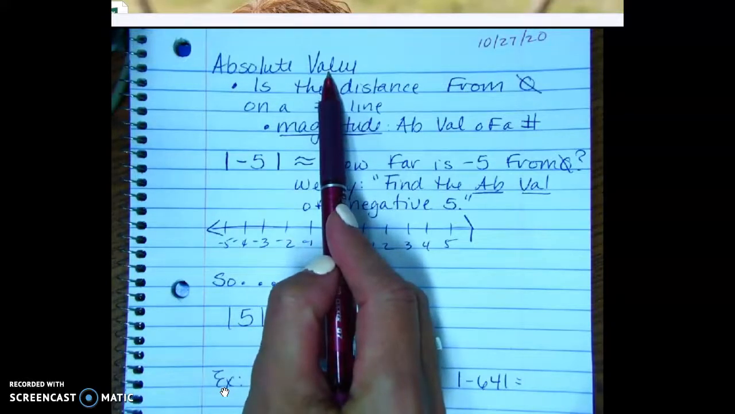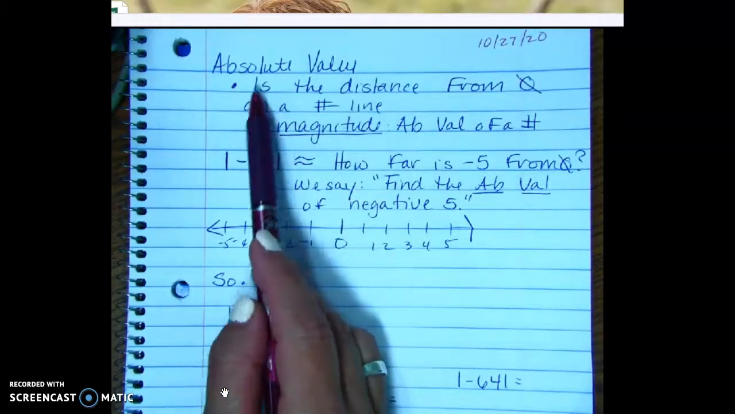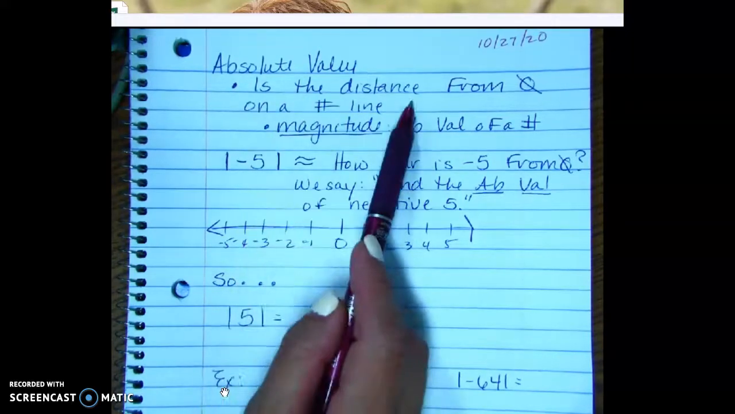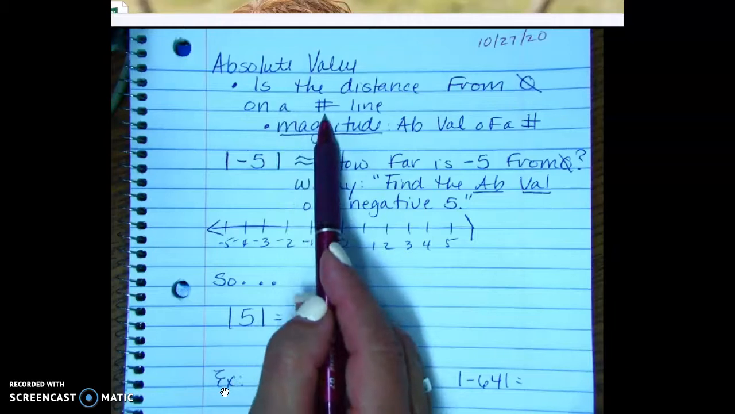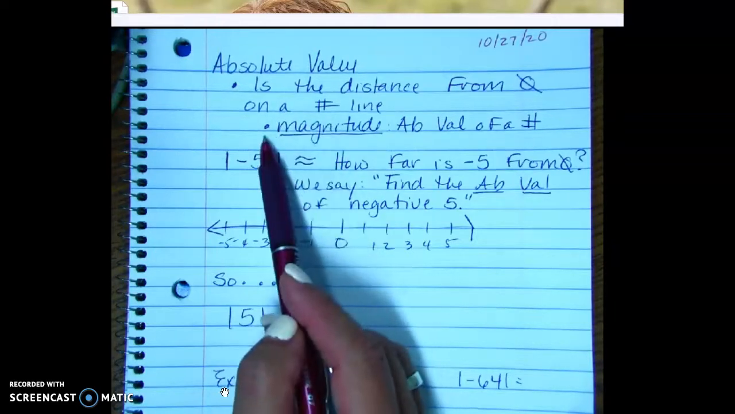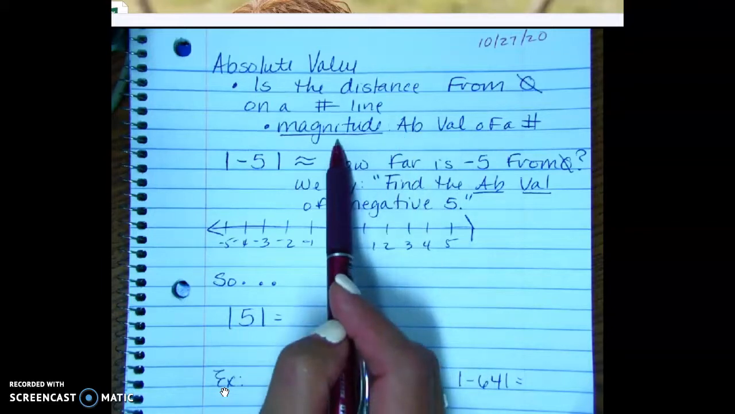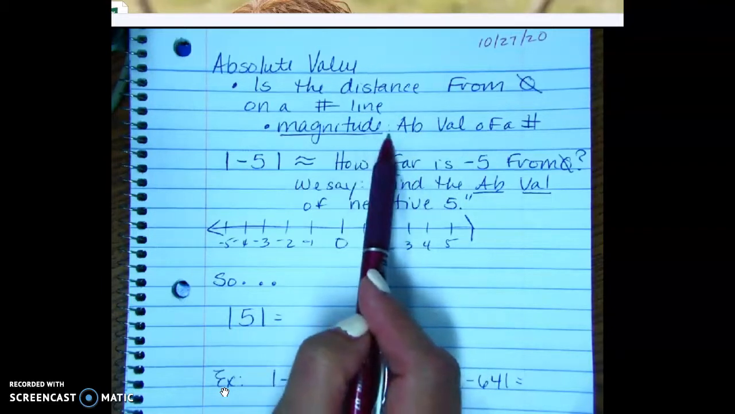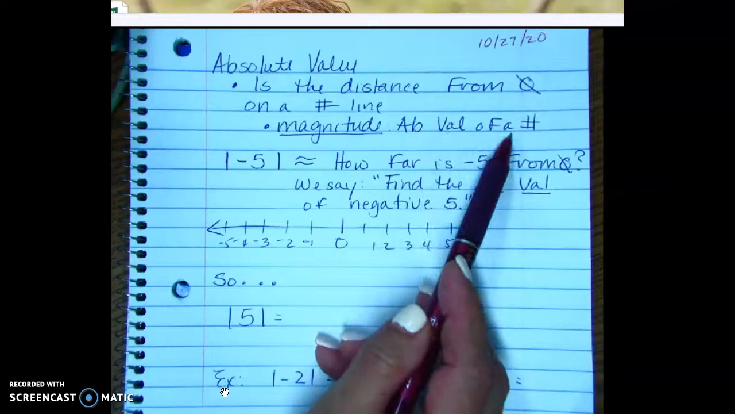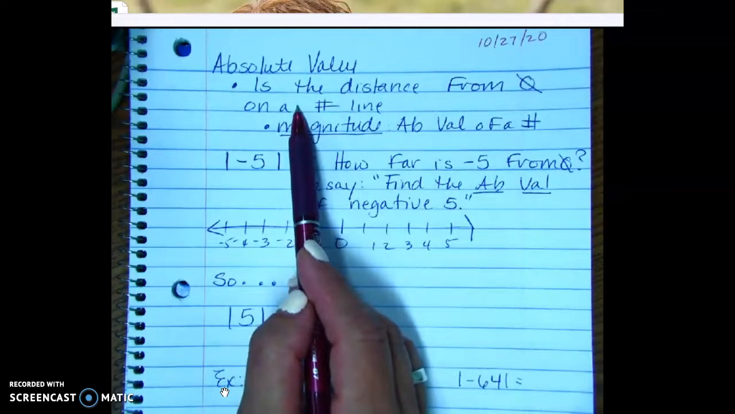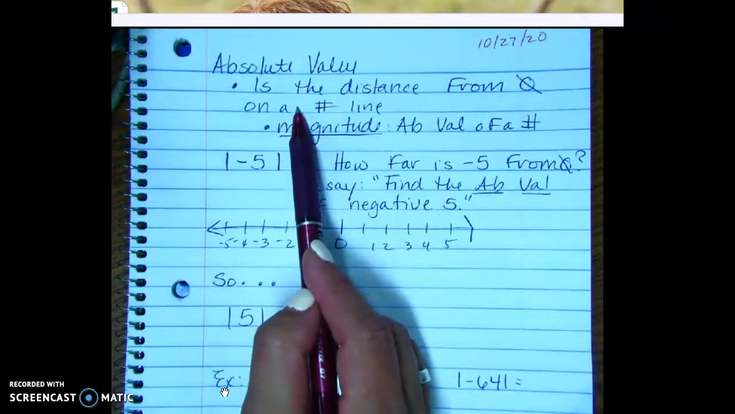Well, think about your number line. When we're looking for the absolute value of something, we're trying to find the distance from 0 on a number line. So, another word for absolute value is magnitude. So magnitude means the absolute value of a number. What is absolute value? The distance from 0 on a number line.